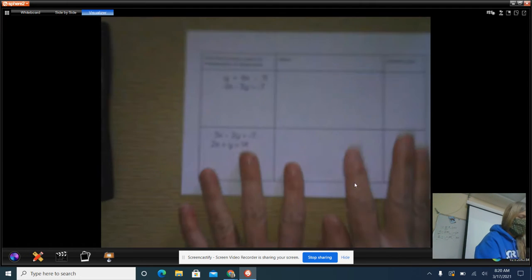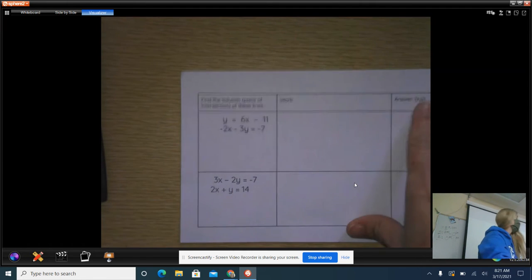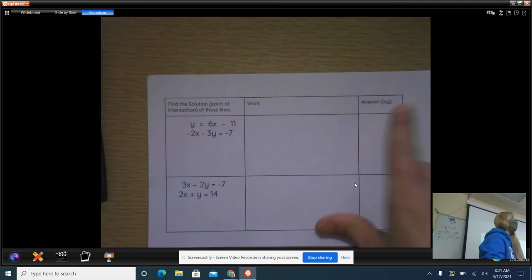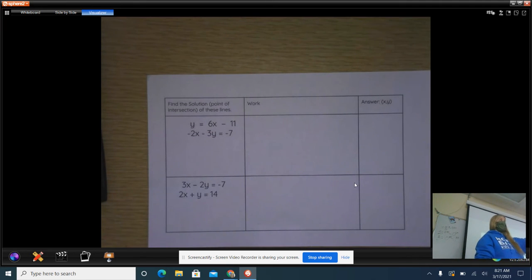Now remember, when it says find the solution, your answer is always an ordered pair x, y. Each of these are lines. We know they're lines because the highest power for any of them is x, and there's both an x and a y. So we know that these are going to be straight lines. Now when we're looking for a solution, all that is where two lines intersect.